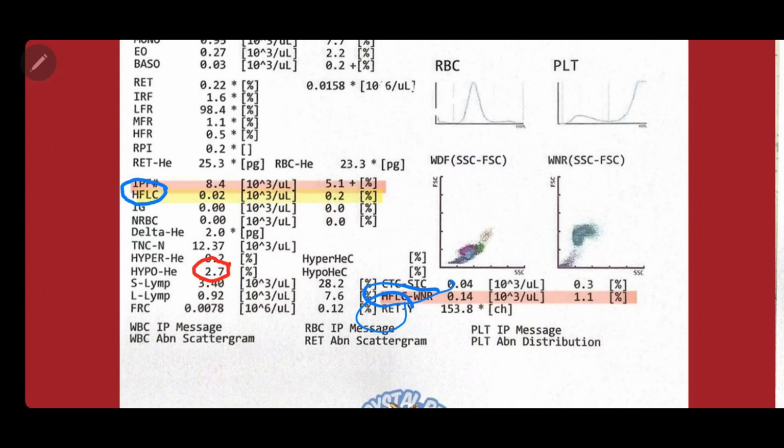The final value is CTC, which stands for circulating tumor cells, and SIC, which stands for severe infection cells. These values are derived from the DNR channel and indicate the likelihood of cancer or severe infection in the body.